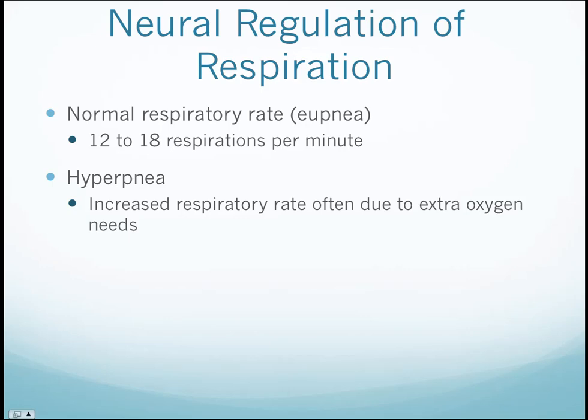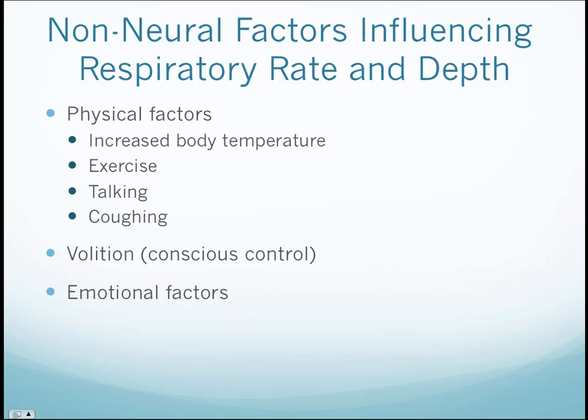Looking at normal respiratory rates, we have 12 to 18 respirations per minute. Hyperpnea, this is if you have an increased respiratory rate due to extra oxygen needs. And this doesn't necessarily mean a bad thing. So this can be when you're working out. You're of course going to need more oxygen, to deliver more of that oxygen to your cells and tissues. You also want to get rid of all that carbon dioxide that you have accumulated within your cells and tissues.